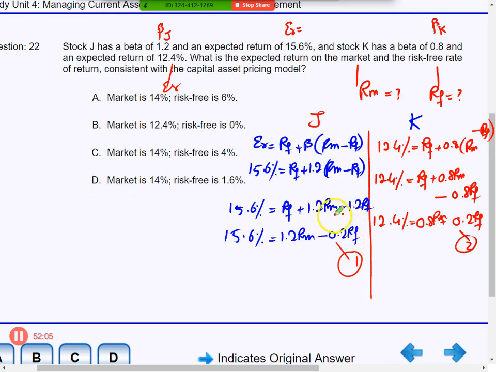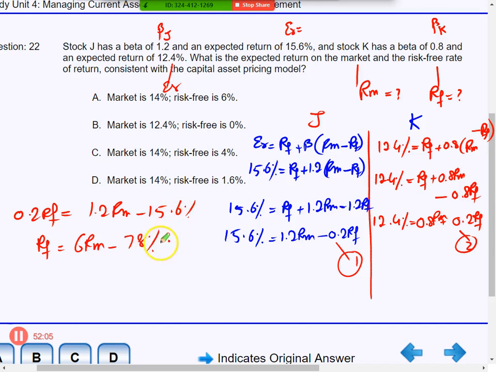It will give me 0.2 RF. Here, substitution. If you take 0.2 RF as the subject of the equation, it will be 1.2 RM minus 15.6%. So if you take RF as the subject of the equation, 0.2 would divide the whole of this equation. So 1.2 divided by 0.2 will give you 6 RM. 15.6 divided by 0.2 gives me 78%. This is the value of RF. If I plug this RF in this equation, I can find RM, and if I just get RM, I'll get the final answer, possibly.